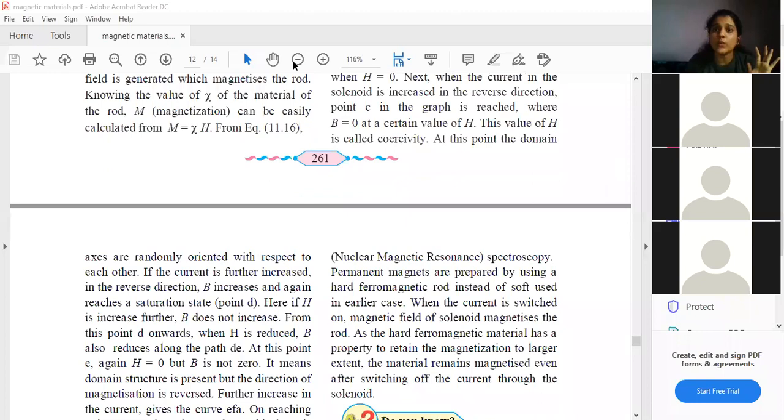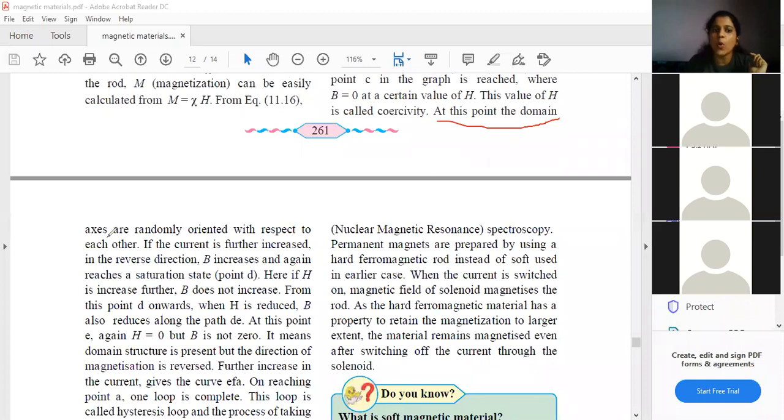Now see, students, at point C, what happens? This point is important. You can mark it down. At point C, the domain axes are randomly oriented with respect to each other, because now B has become 0. Capital B is 0 means all the alignment has gone, because the reverse current is responsible for that. If the current is further increased in the reverse direction, B increases and again it reaches a saturated point. So after point C, where B is 0, we keep increasing the current, so the domains start getting aligned again and it reaches saturation point D. Again the same thing will happen.